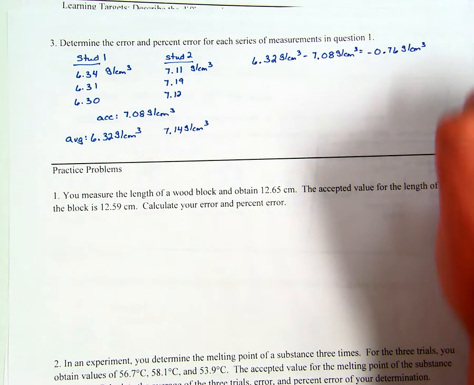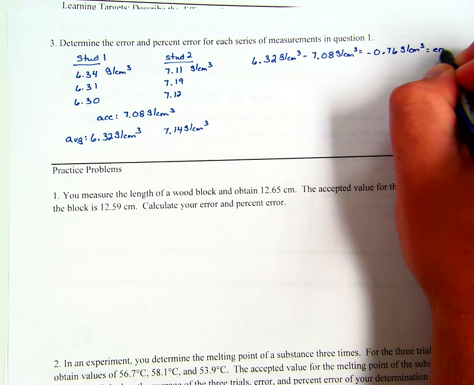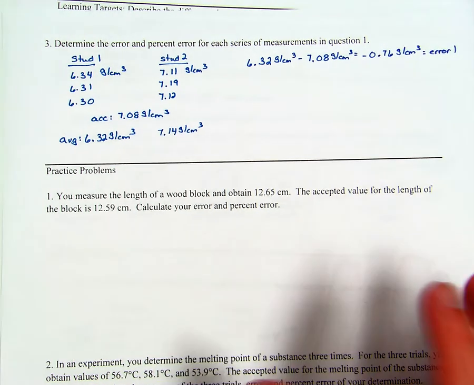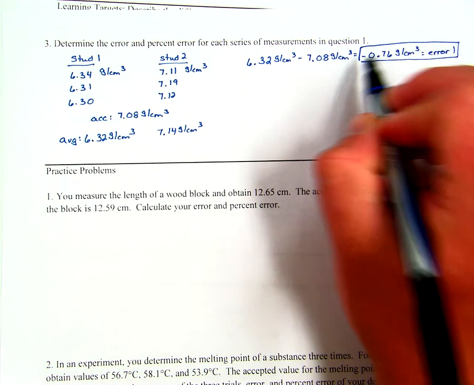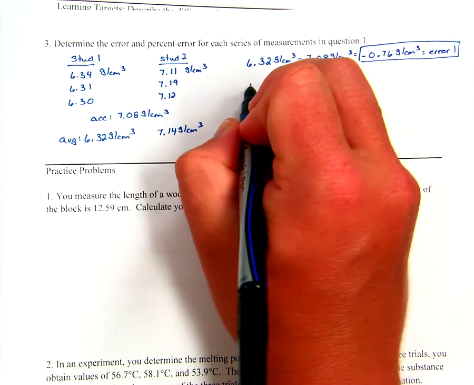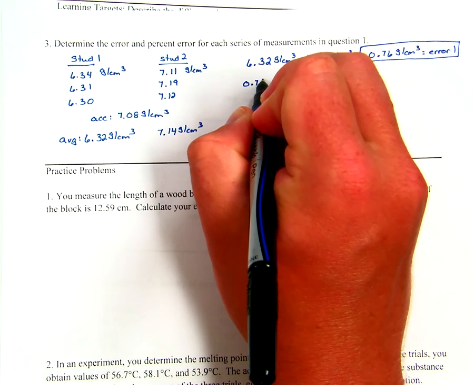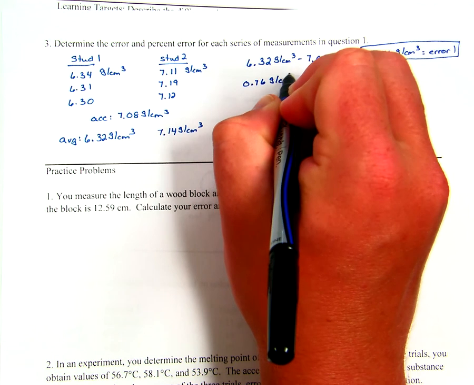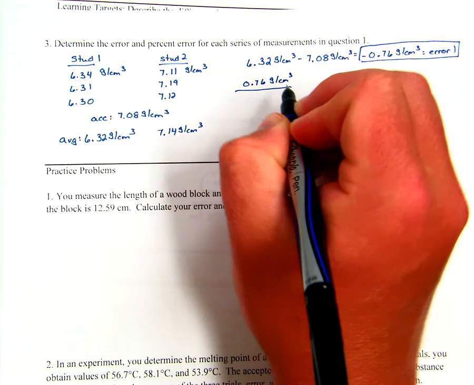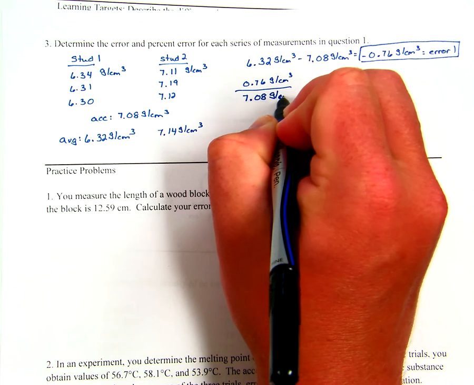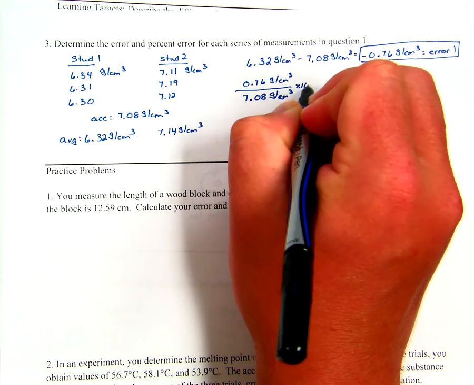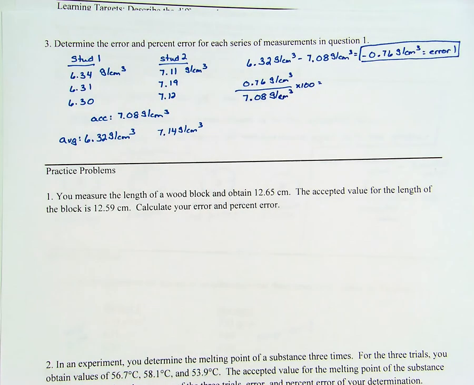To do the percent error, I'm just going to take the absolute value of the error, so 0.76 grams per centimeter cubed, and I'm going to divide that by the accepted value of 7.08 grams per centimeter cubed, and multiply by 100. So 0.76 divided by 7.08 times 100. This gives me 11%. This is the percent error 1.